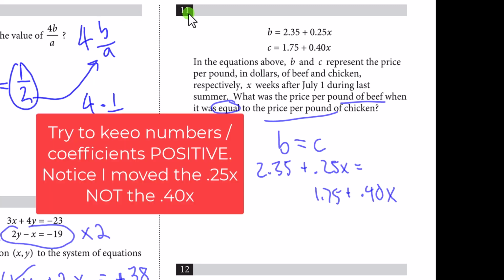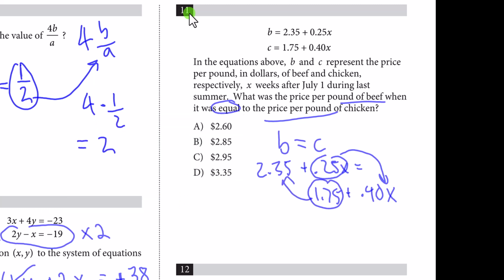So looking at this, you have a choice. You can either move the 0.25 to the right side, or the 0.40 to the left side. In general, you don't want to create negatives, okay? So what I'm going to do is take the 0.25 and move it to that side, and I'm going to take the 1.75 and move it to that side. So we've got 2.35 minus 1.75 is equal to 0.40x minus 0.25x.